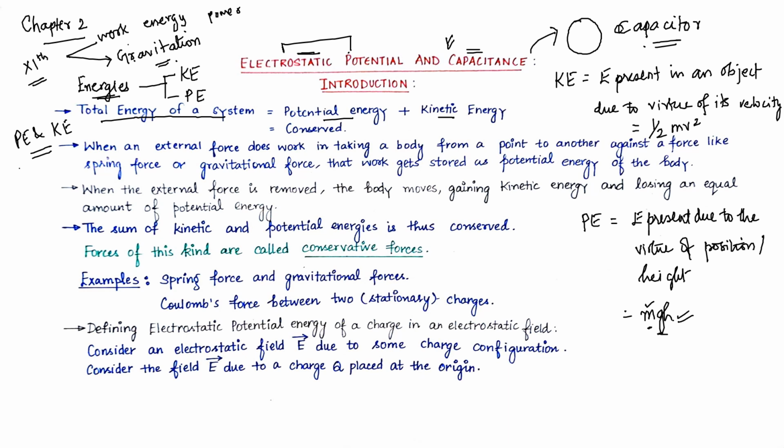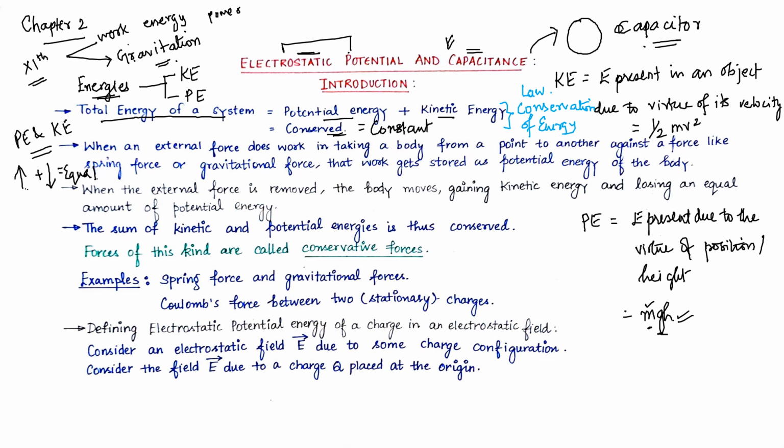If kinetic energy is increasing, then the potential energy will decrease, but the sum total of these two energies will always remain equal, will be conserved, or will be constant. This particular statement comes from the law of conservation of energy.